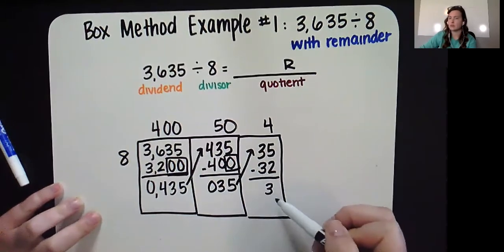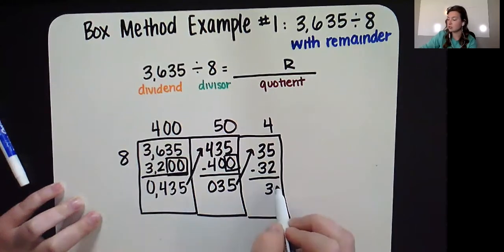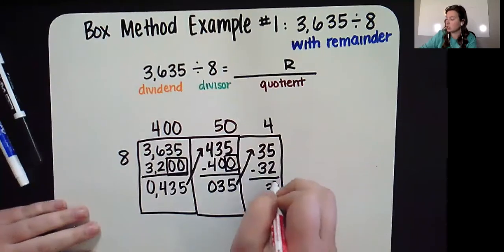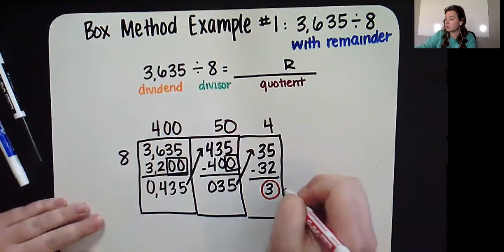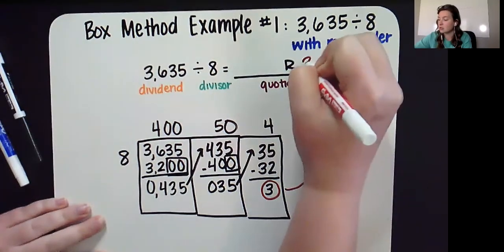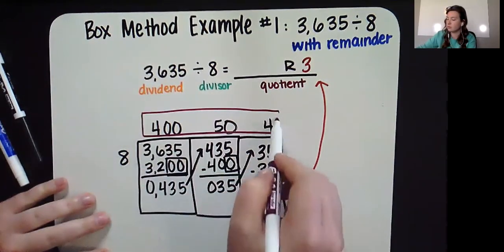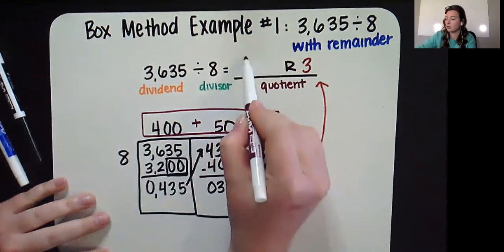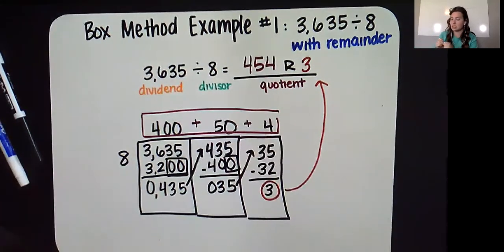Now, is 3 a multiple of 8? Nope. As soon as you're left with something on the bottom that is smaller than your divisor, that becomes your remainder. So I know that my remainder is 3. And then my whole number quotient will be these guys added together. So 400 plus 50 plus 4 would be 454.